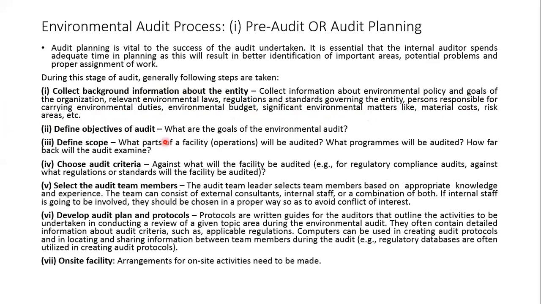Define the objective of the audit, which I told you, what are the goals of the environmental audit team. Define what parts of the facility will be audited. That means, whenever you are going to do an audit, we are not going to audit the whole thing or the whole system. Generally, we do one lab out of a combined facility, or one particular part, or one particular activity.